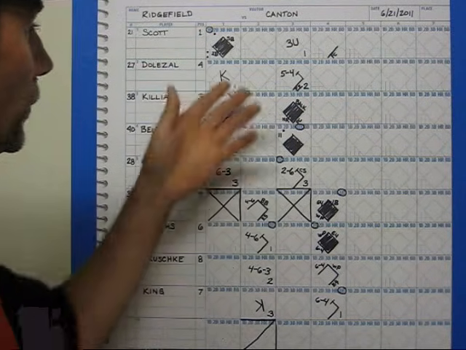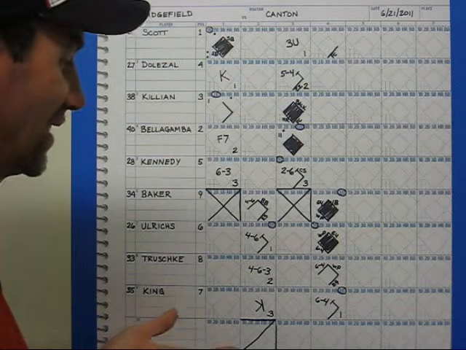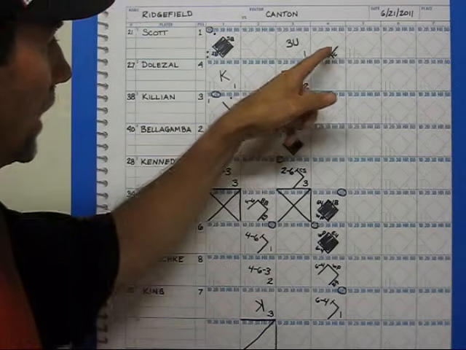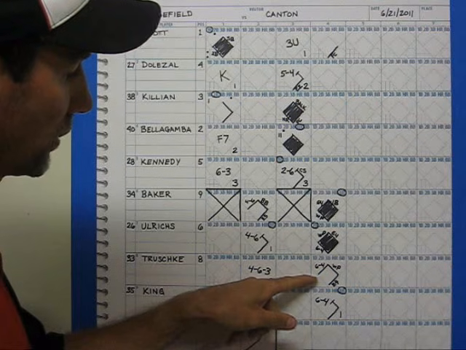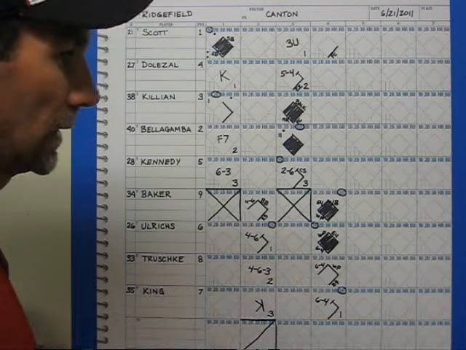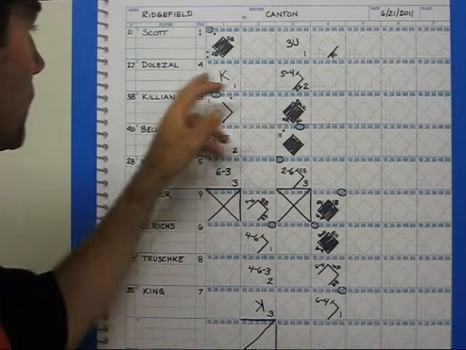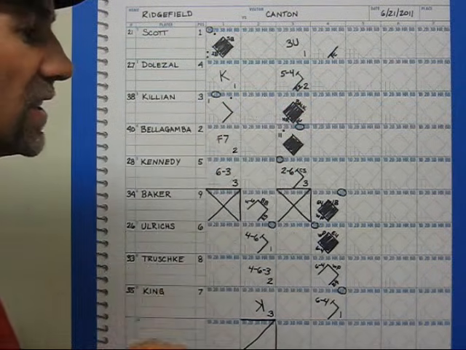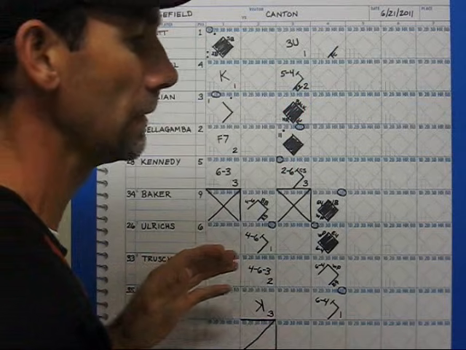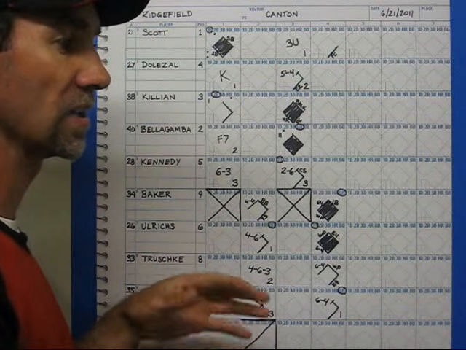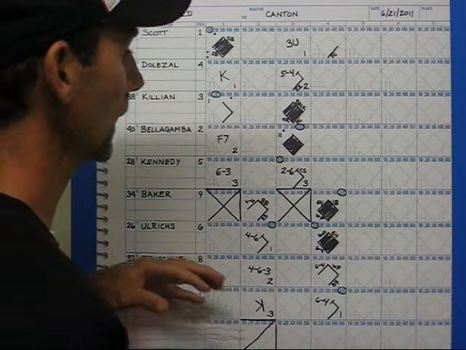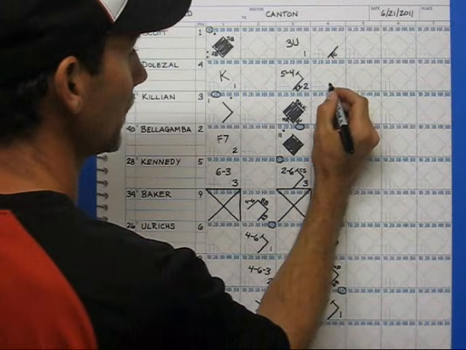Now, what we have now is what's called a classic first and third situation. We got our runner on first, and we have our runner on third down here right now. We're going to do something that's called a sacrifice. Our number 2 batter is going to come up here, and he's going to sacrifice. He's going to put down a bunt that the pitcher is going to pick up, and he's going to throw it to the first baseman. So how we're going to work this out is this.